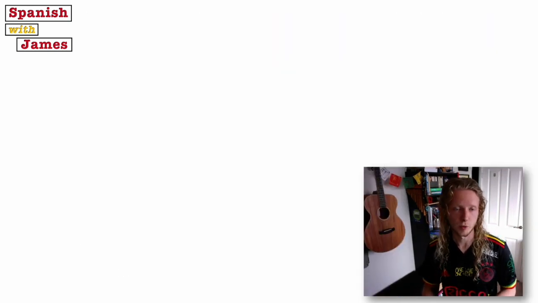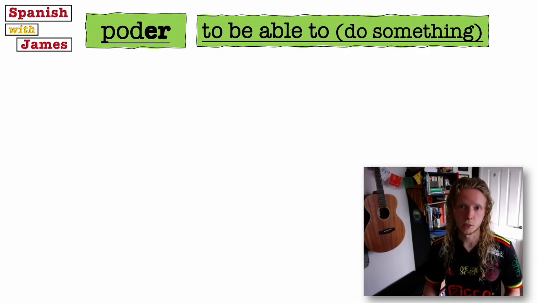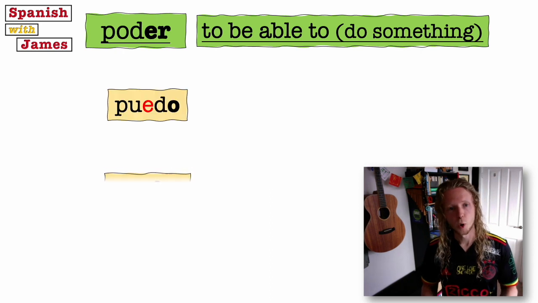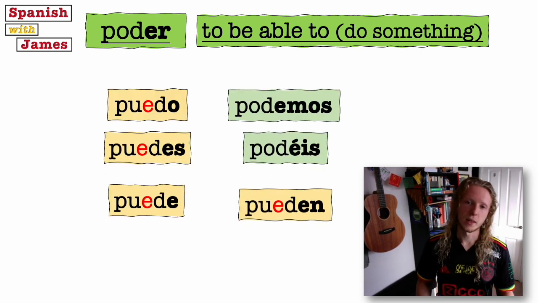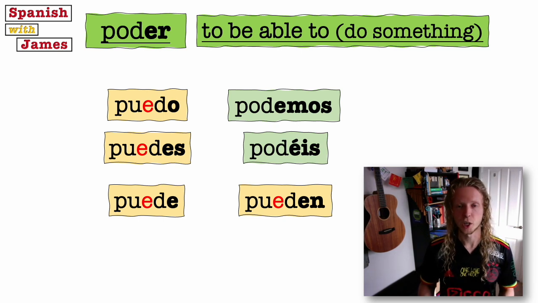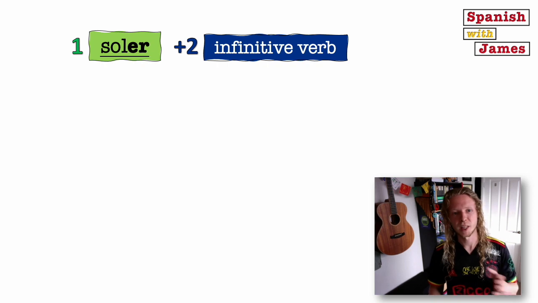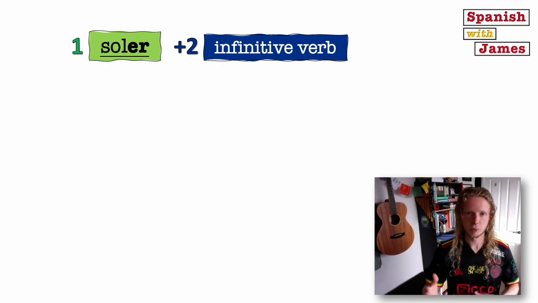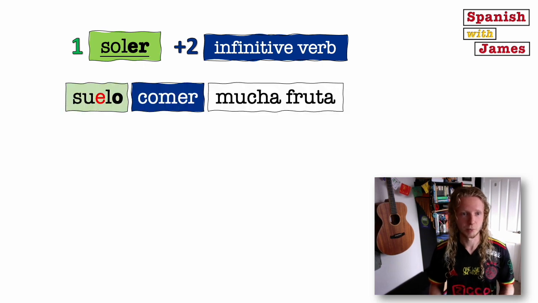Another example of a radical stem changing verb is poder, the verb to be able to do something. Puedo, puedes, puede, back to podemos, podéis, and then back to the radical stem change. So this also follows the boot shape. What we need to do now is add an infinitive verb, so soler plus an infinitive verb, that gives us our complete sentence. Some examples.